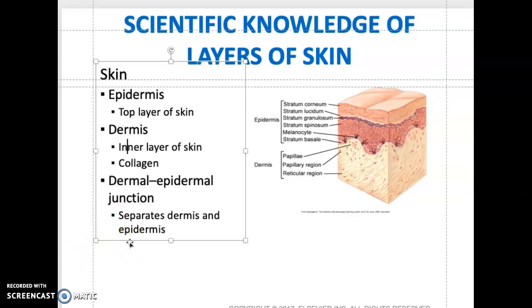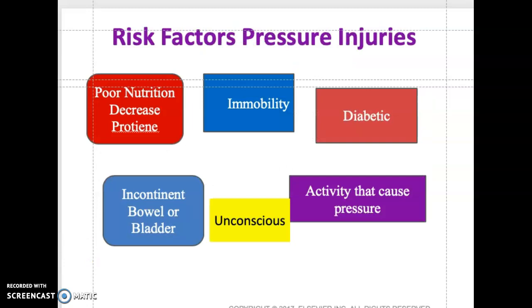So what are some important functions of the skin? So as we know, the skin acts as a protective barrier against microorganisms. The skin also is a sensory organ for pain and temperature. The skin also is involved in thermoregulation. So those are some simple functions of the skin. So let's look at some risk factors that are associated with impaired skin integrity.